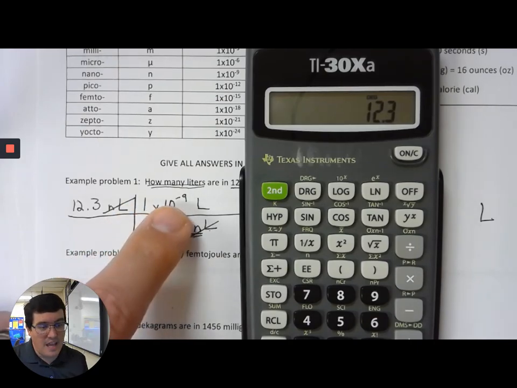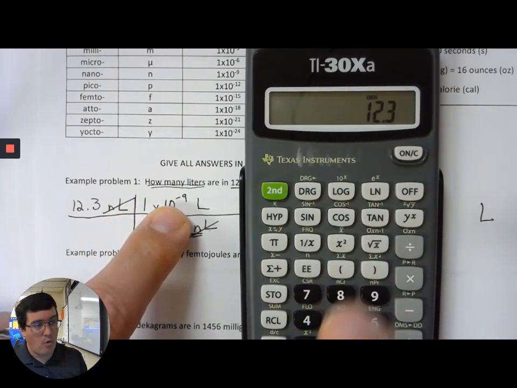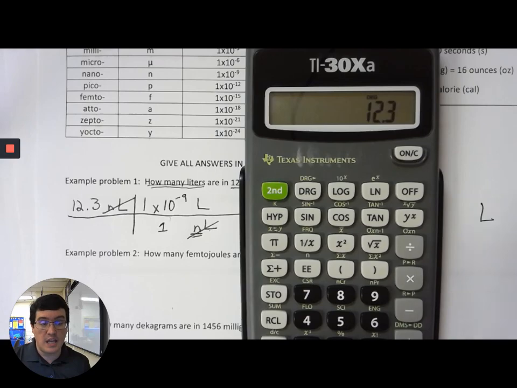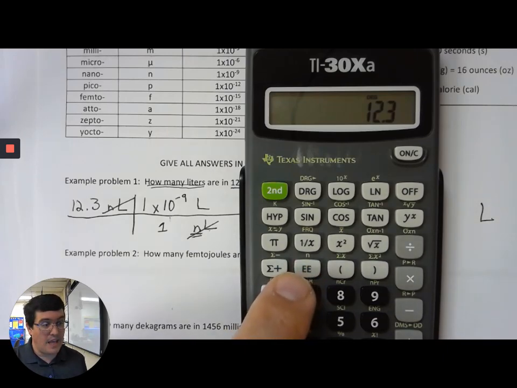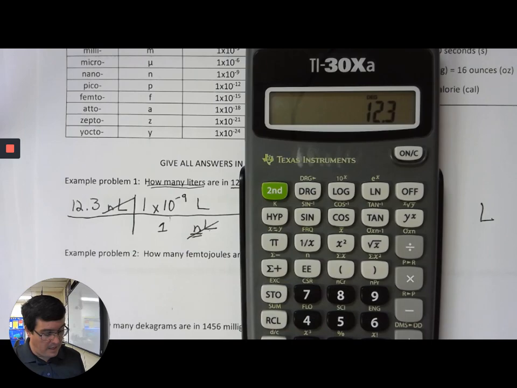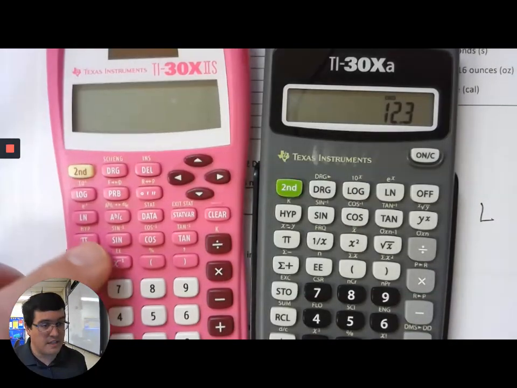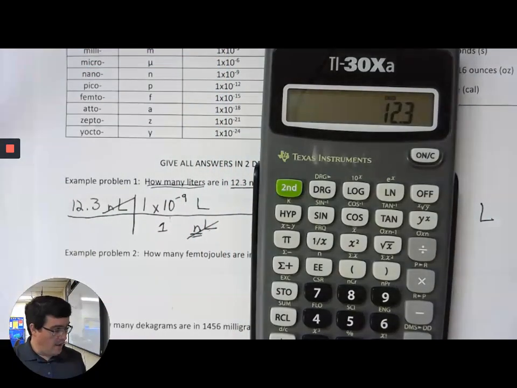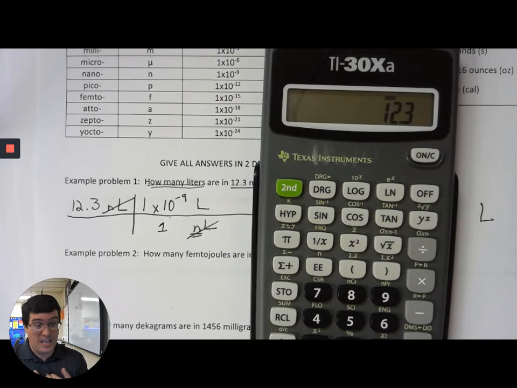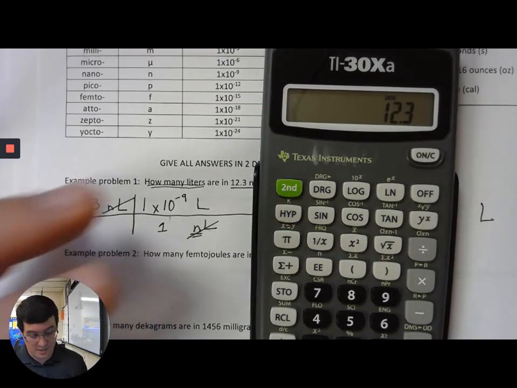Whenever you plug in scientific notation, your calculator already has a way to plug that in. If you're using the calculator that comes with your Chromebook, you're going to have to turn it into scientific mode, and it'll be able to do the same thing. What you're looking for is this EE button, or on some calculators like this one, you have to hit second and go to EE. That EE stands for engineering exponent, and it's actually what engineers call scientific notation.